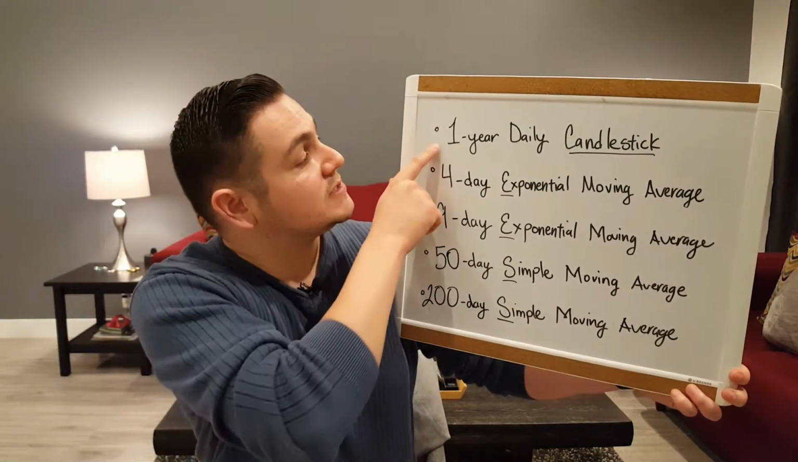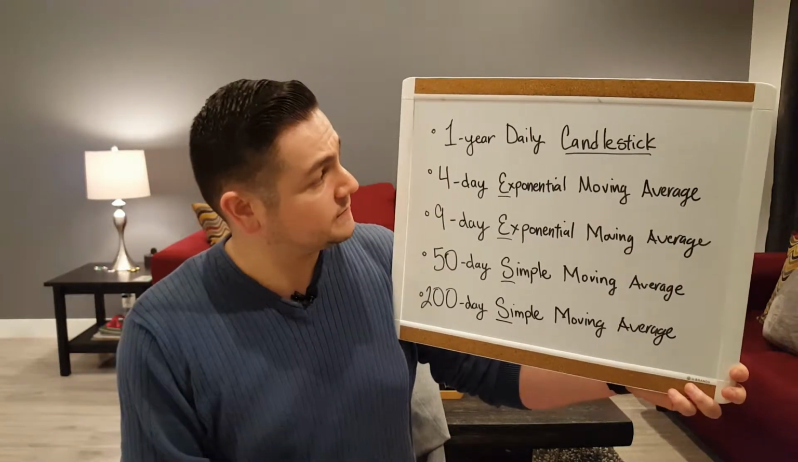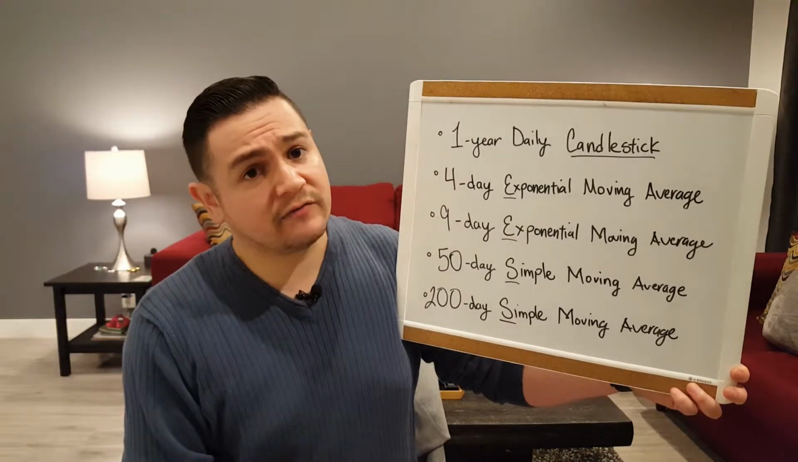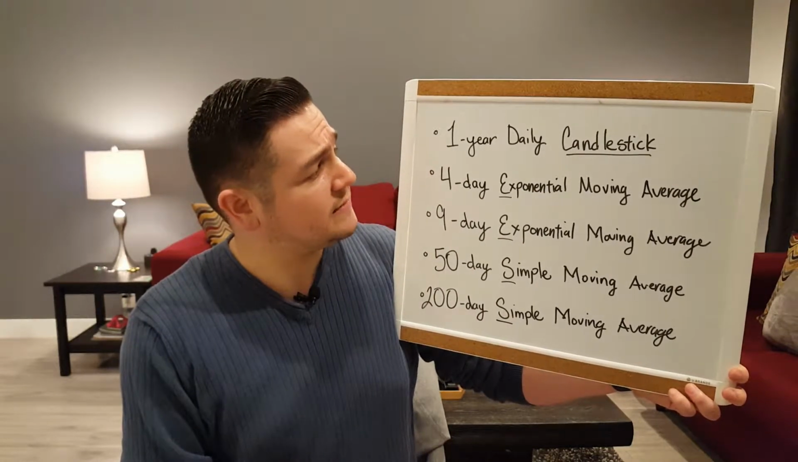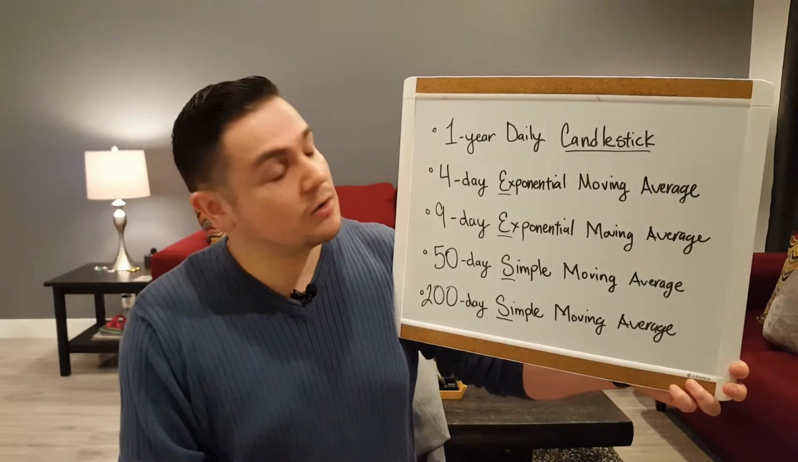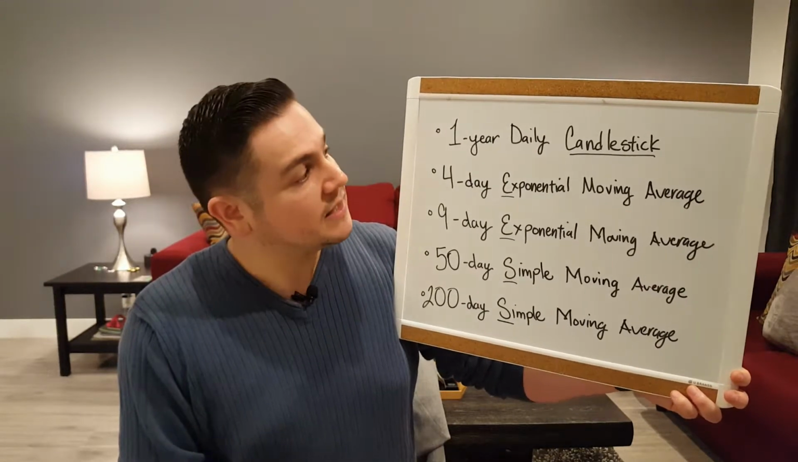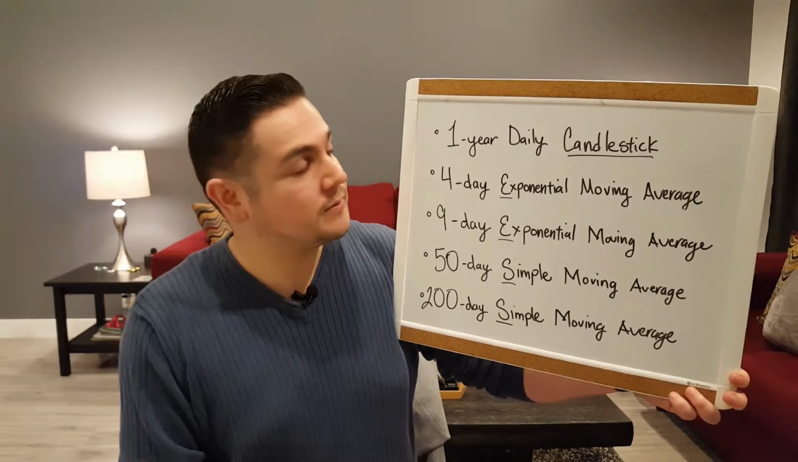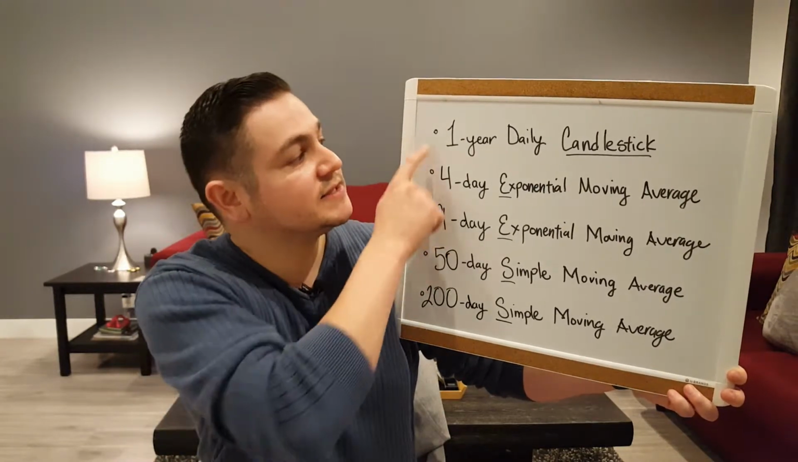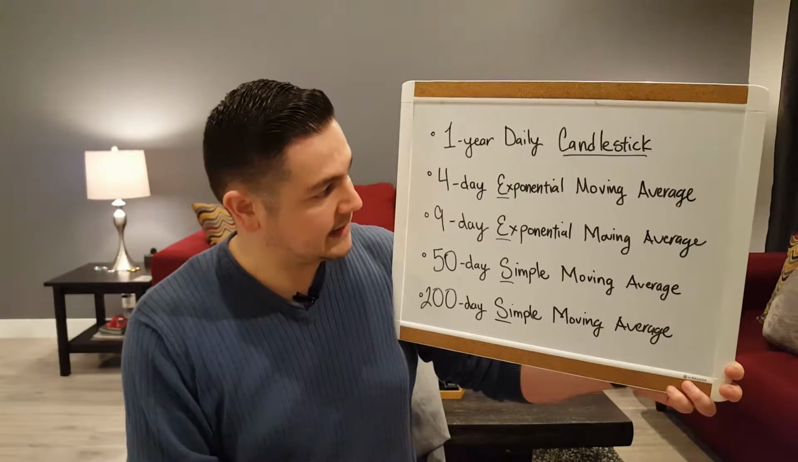So the first thing let's go over is the overall chart. I use the 1 year daily candlestick. So every candlestick is 1 day and the overall picture is for 1 year. Now, once in a while, I'll use the 10-minute candlestick. It's really rare, but I don't make any decisions with that. All my decisions come from the 1 year daily candlestick.